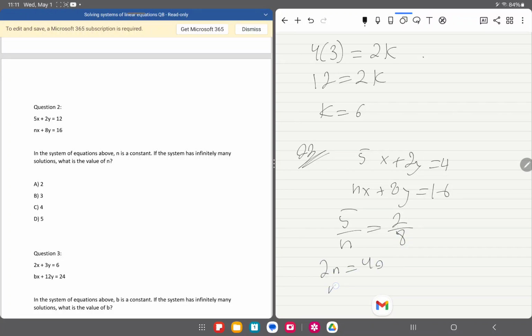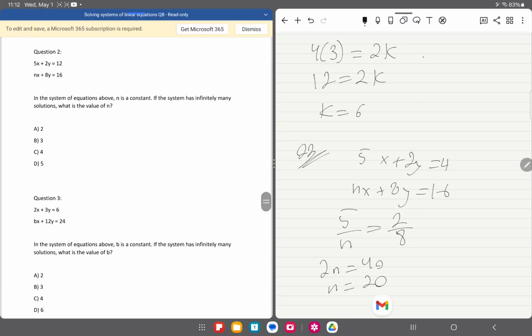2n is equal to 40. n is equal to 20. Did I do anything wrong? 2n, n is going to be equal to 20. 20 doesn't... okay.